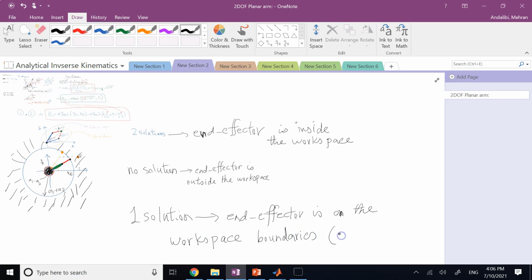Which clearly in this case means theta 2 is 0 or theta 2 is what? Pi, correct? Either it's on the big circle or it's on the small circle, theta 2 is pi. So you see that depending on where I pick the end effector, I can have one solution, no solution, and two solutions. Could I have infinitely many solutions?